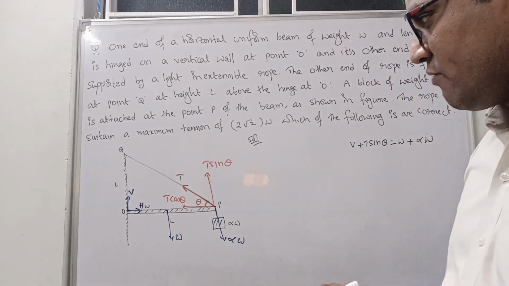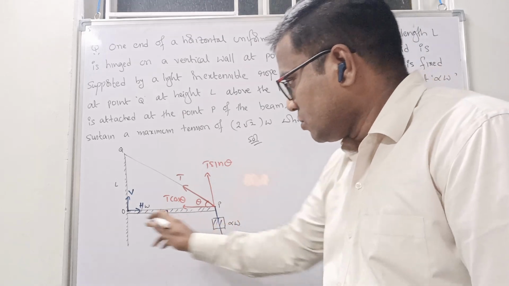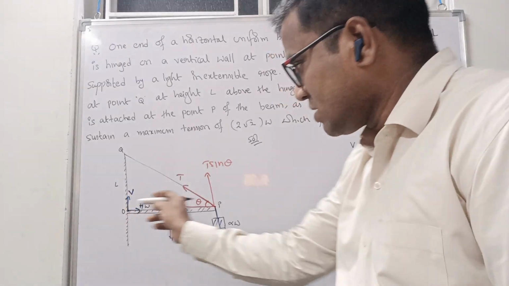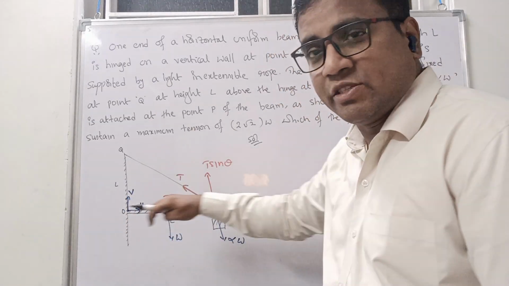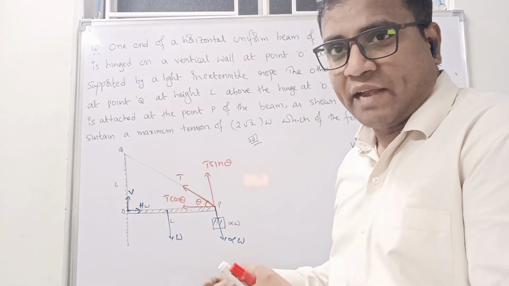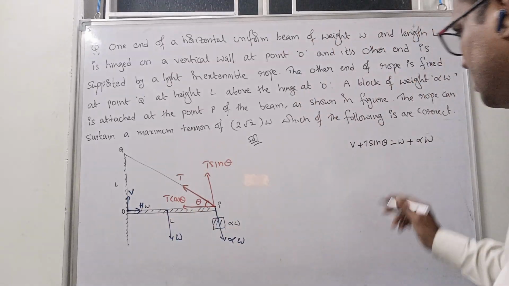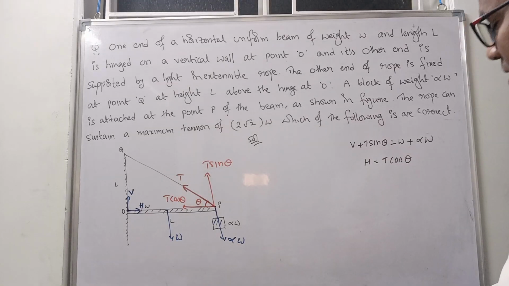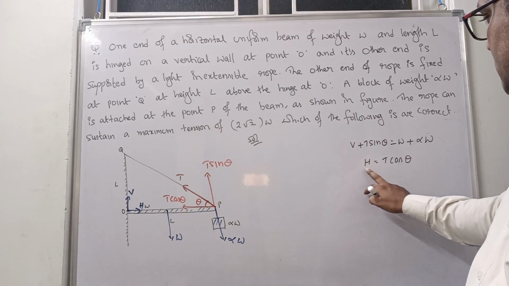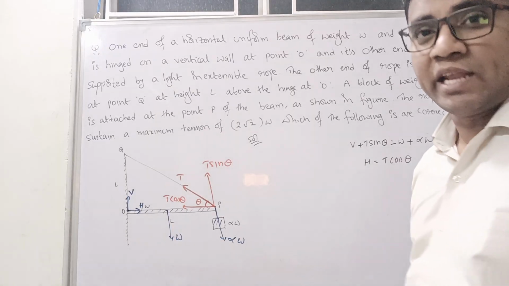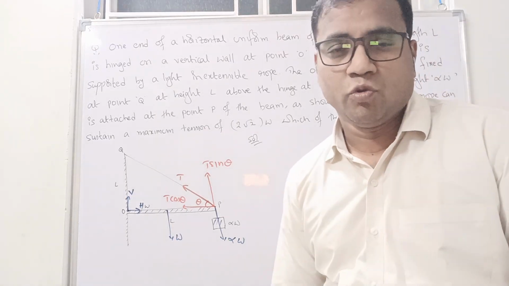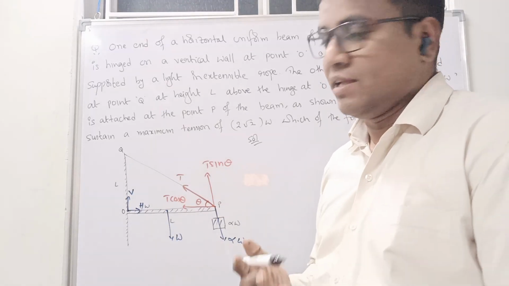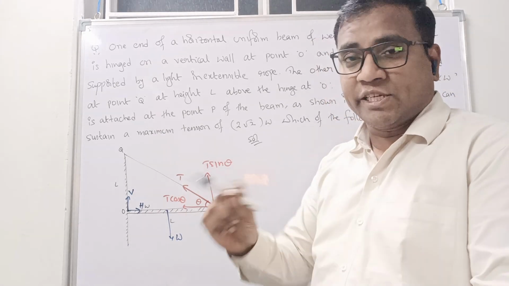Clear? And one more equation along horizontal. At the point of hinge, H is towards the positive x-axis and T cos theta is towards the negative x-axis. So net force will be 0, which means H is equal to T cos theta. Clear? Here if you see, V is there, H is there, T is there. So three unknowns are there, but we got only two equations. If three unknowns are there, how many equations do you need? Three equations, right? So now for the third one, we will see the rotational equilibrium.